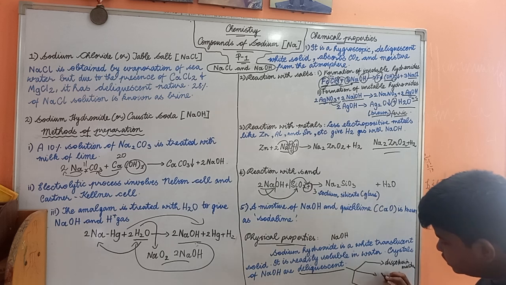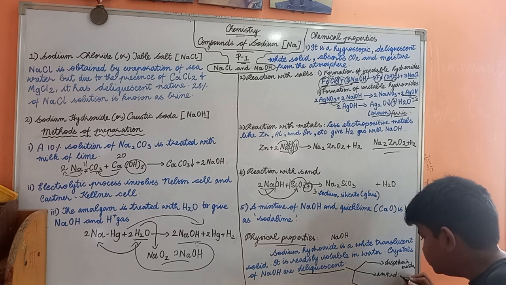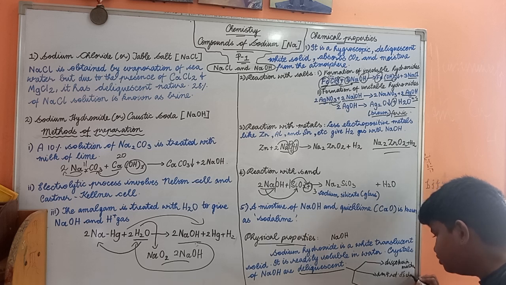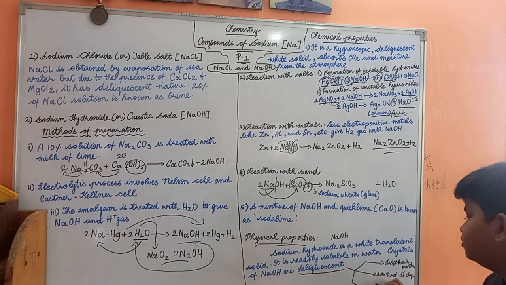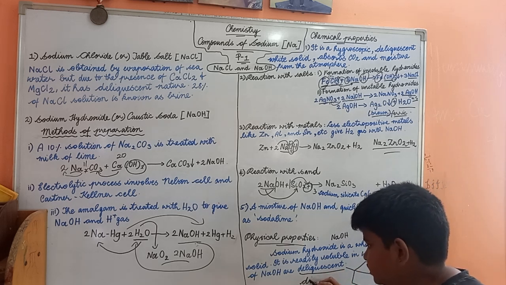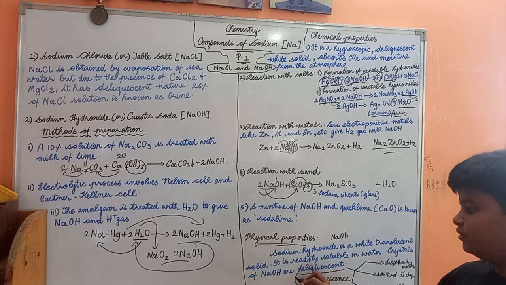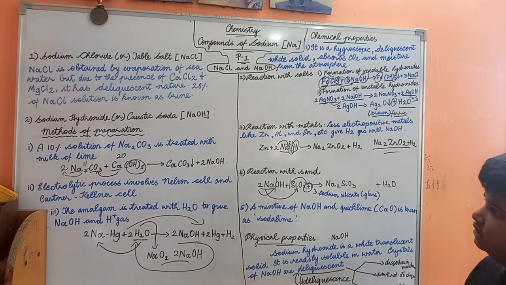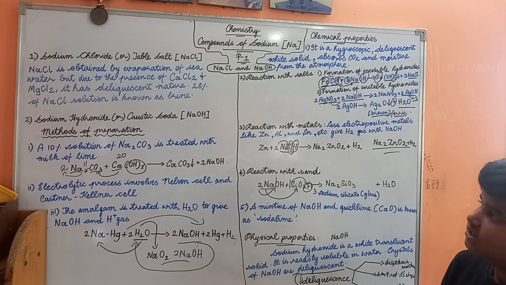Next one is it doesn't retain its shape. The last one is that it is irreversible. This is known as the property of deliquescence. Deliquescent and deliquescence are both the same thing, but the property and the reaction are very similar.